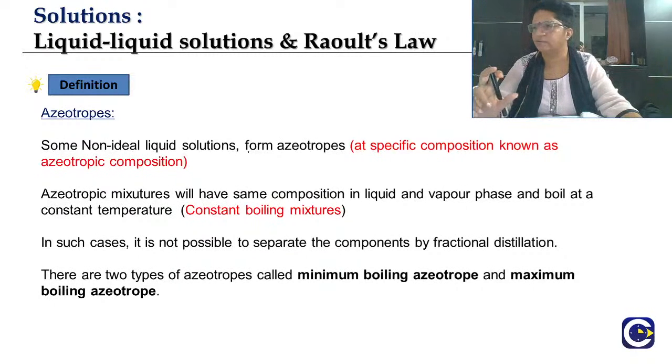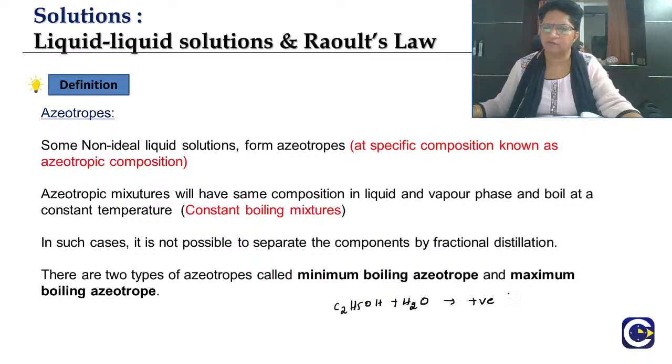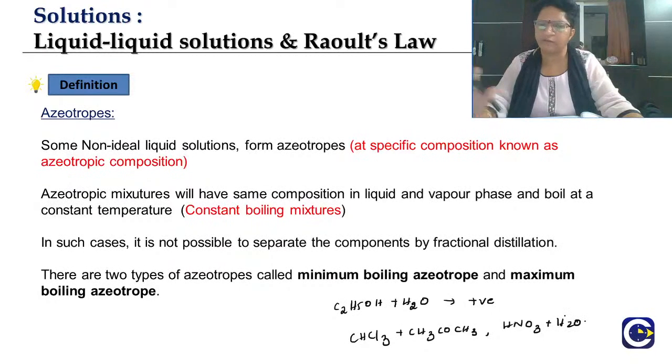Non-ideal solutions form azeotrope. In azeotropes, what mixtures have we seen? One was ethyl alcohol and water, which shows positive deviation from Raoult's law. The other, let me say, we have taken chloroform and acetone, or we will have nitric acid and water also. This shows negative deviation. If I take a mixture, ethyl alcohol has one boiling point and water has one boiling point. If you are taking two liquids, there will be two different boiling points.